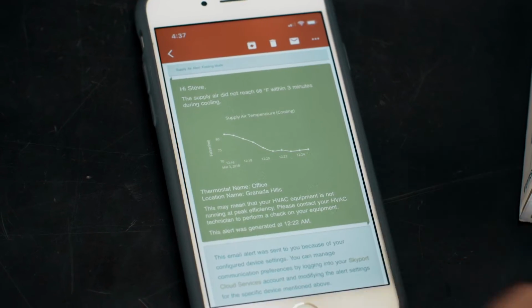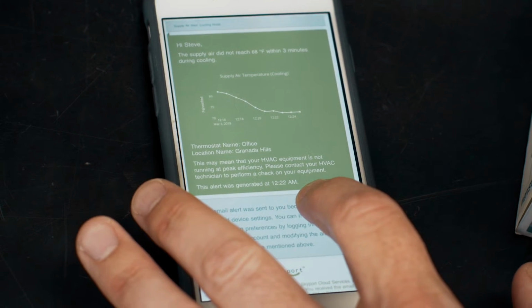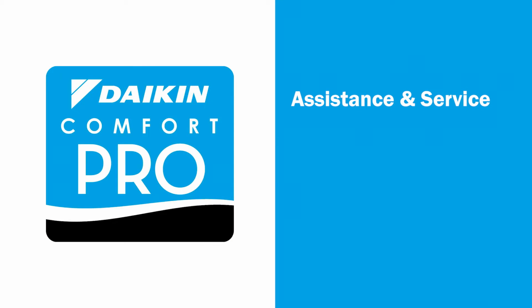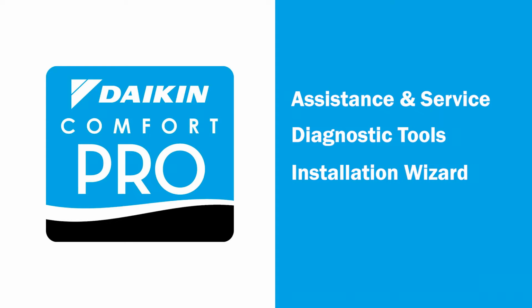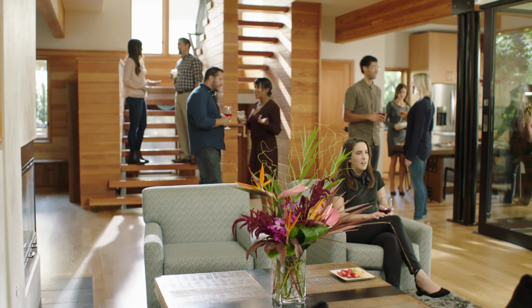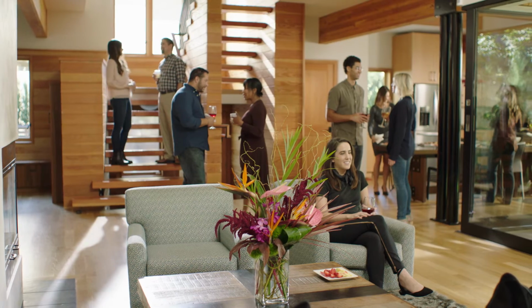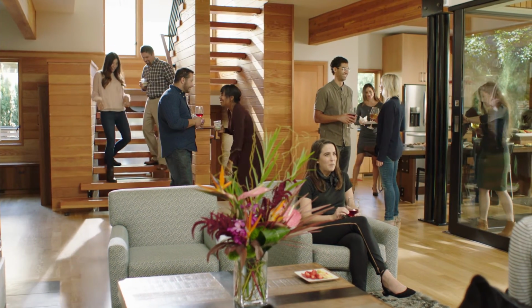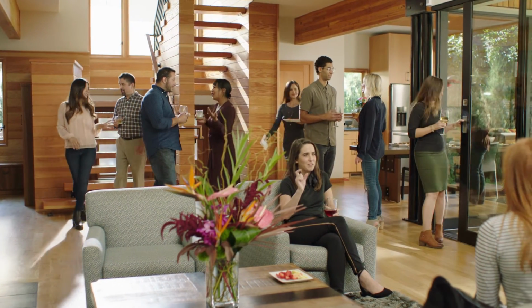Professional contractors can receive alerts and messages from anywhere and go even deeper into operations. Assistance in service and diagnostics is also provided, including an installation wizard with natural language diagnostics. With the design of the Daikin One Smart Thermostat, we have demonstrated that a thermostat can be a premium device that looks great in the home.